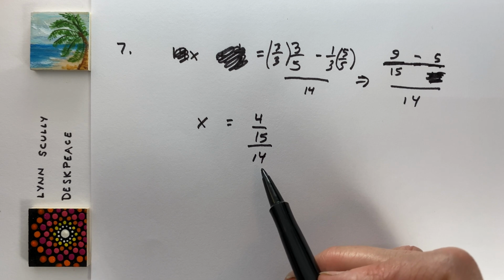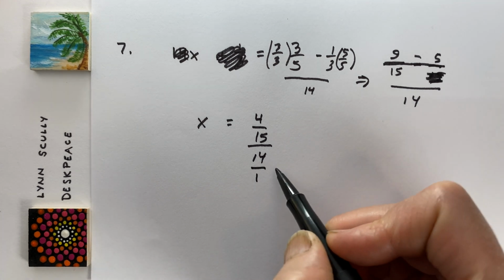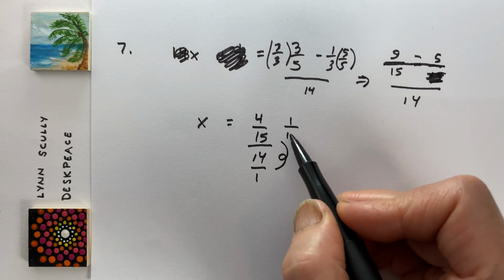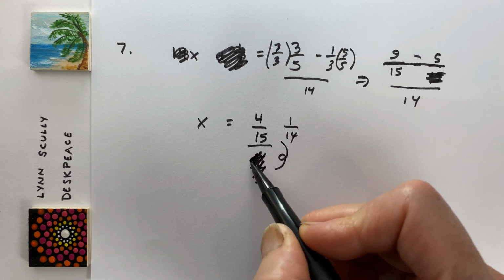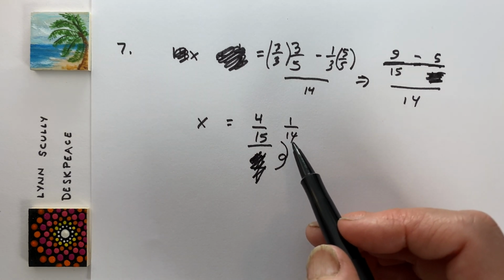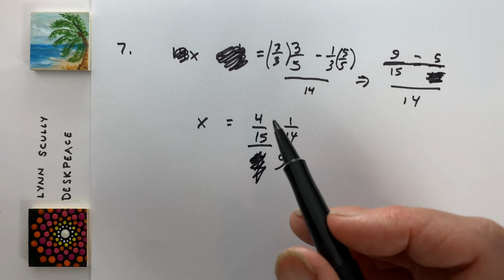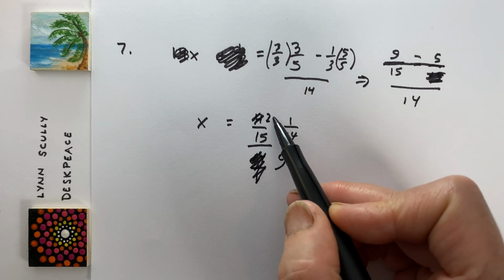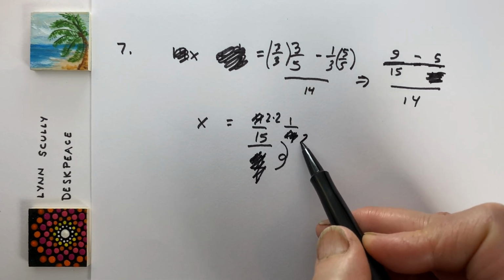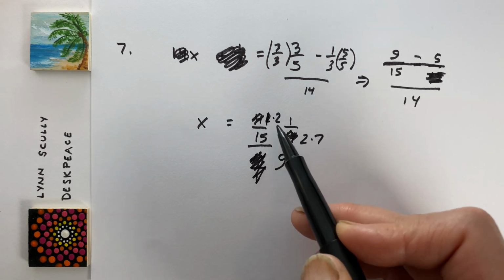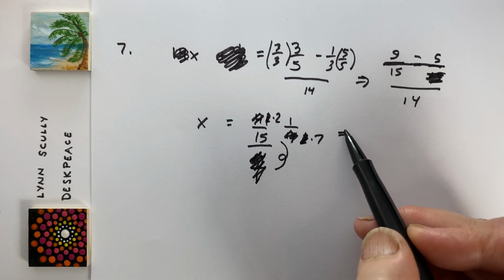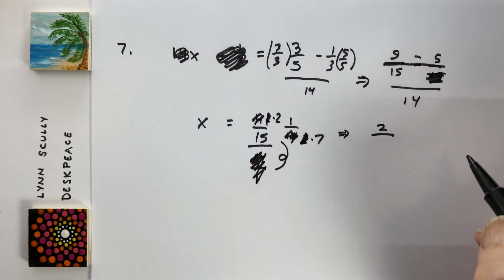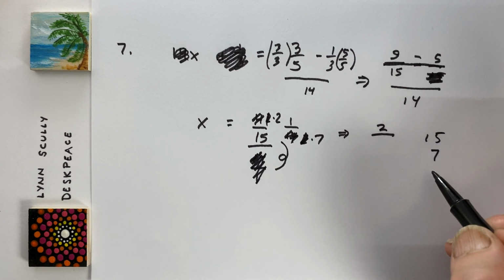Now I have a complex fraction. I'm going to put a 1 here, flip the bottom over, and put it at the top. Okay, not a lot to reduce here, except this is even and this is even. So I'm going to write this as 2 times 2, and this is 2 times 7. The 2 over the 2 reduced to 1, and I get 2 over, I have to do 7 times 15.